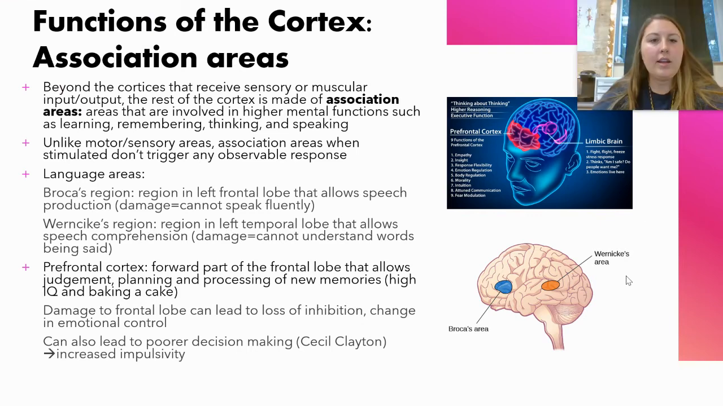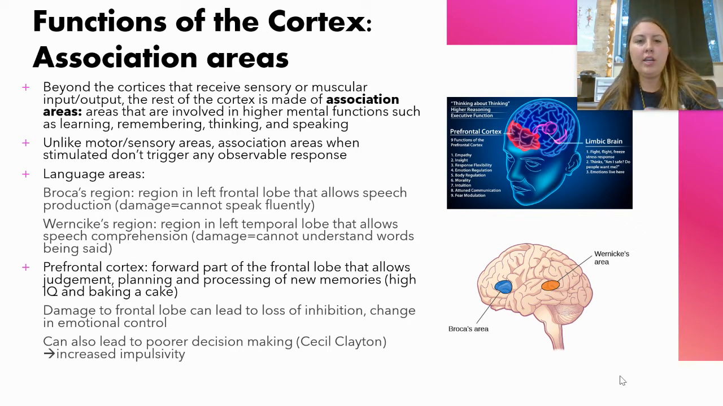All right. Now, beyond motor areas and sensory areas, there are also association areas, which most of the brain is. When association areas are stimulated, like when they probe them or poke them with an electrode, they actually don't trigger any observable responses, because their job is to do things that are more complex, like learning, remembering, thinking, speaking.